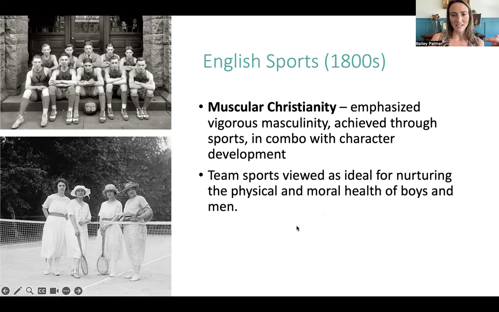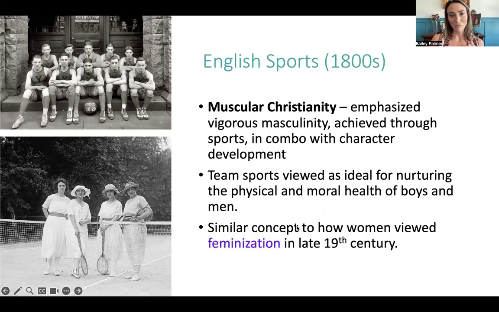You can view it as the same way that women viewed femininity in the late 19th century. So if you see over here, we're in the 1800s. Women were not expected to play a lot of sports or be very physically active. They did engage in tennis, croquet, and badminton. They did start doing golf. These were sports where you were still able to express your femininity, as people did not believe in women engaging in very vigorous exercise. So it's the same way we have this muscular Christianity, and the same way women viewed being very feminine.